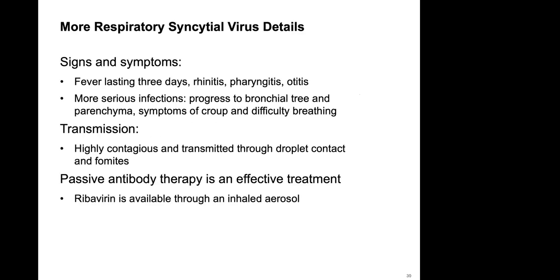Signs of RSV are fever lasting 3 days, rhinitis, pharyngitis, and otitis. In more serious infections, it will progress to the bronchial tree with symptoms of croup and difficulty breathing. Transmission is highly contagious, and passive antibody therapy is oftentimes the most effective, where the antibody therapy is coming from, say, a parent, and that can be transfused in to sort of treat this.